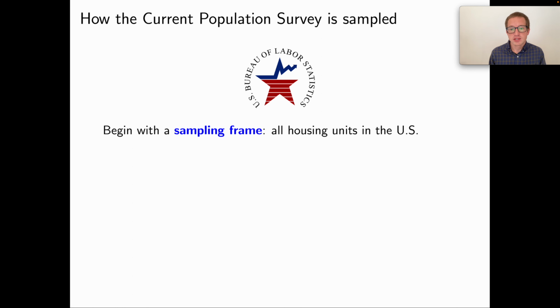The CPS begins with a sampling frame, which is all housing units in the US. And sampling frame is a technical term. This is the term for the entire set of people in the population about whom we want to make inference.